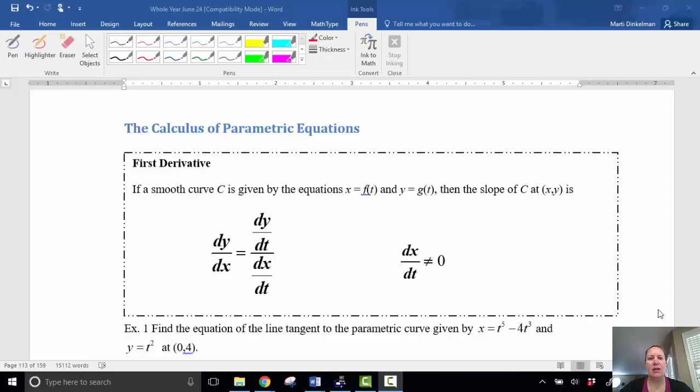Hi everybody, it's Mrs. Dinkelman, and we're in the section in Unit 12 called the Calculus of the Parametric Equations. So now all the questions that they're going to ask us on the calculus exam about parametric equations, now that we've gotten a little bit of the basics under our belt.